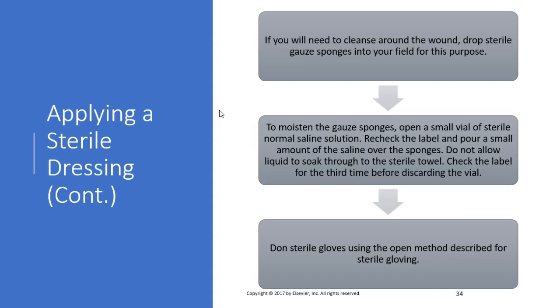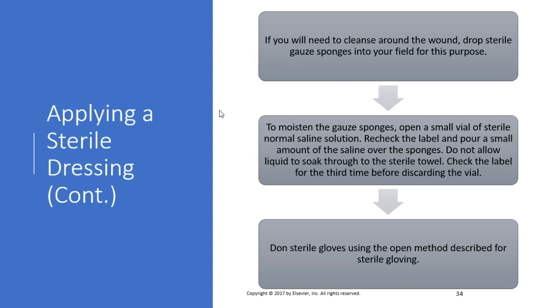You will need to cleanse around the wound. Drop the sterile gauze sponges into your field for this purpose. To moisten the gauze sponges, open a small vial of sterile saline. Recheck the label. Pour a small amount of saline over the sponges. Do not allow liquid to soak through the sterile towel. Check the label for the third time before discarding the vial.